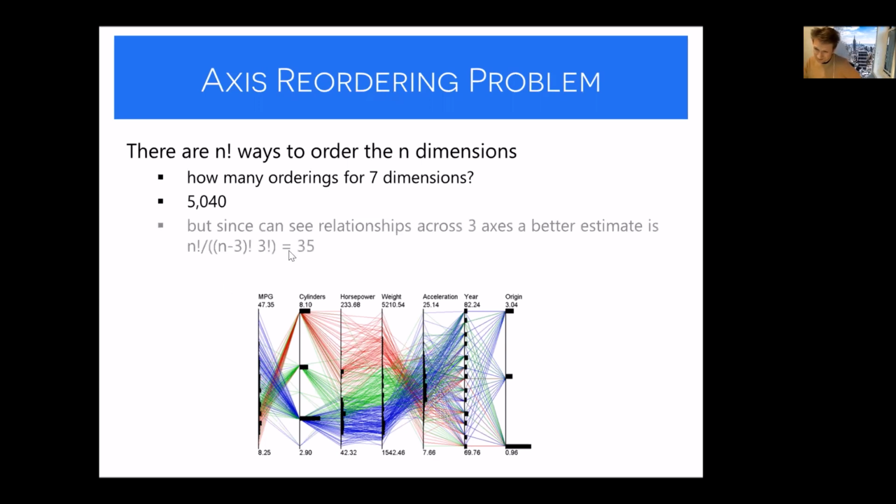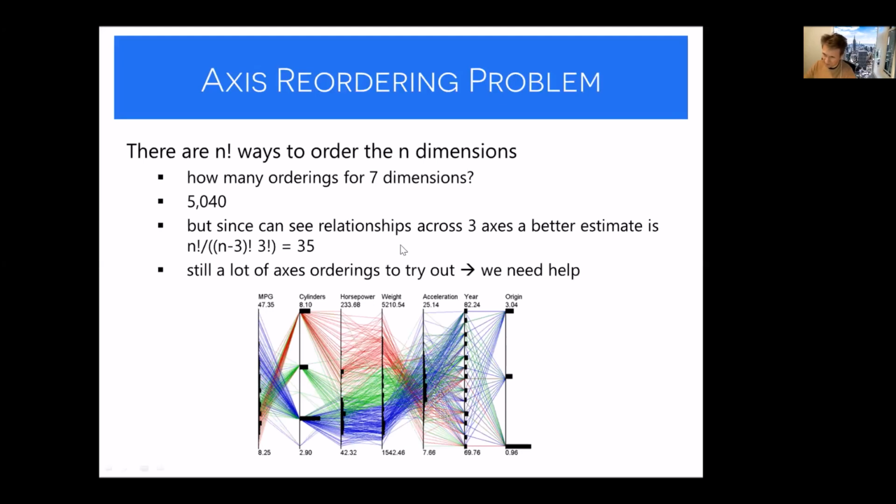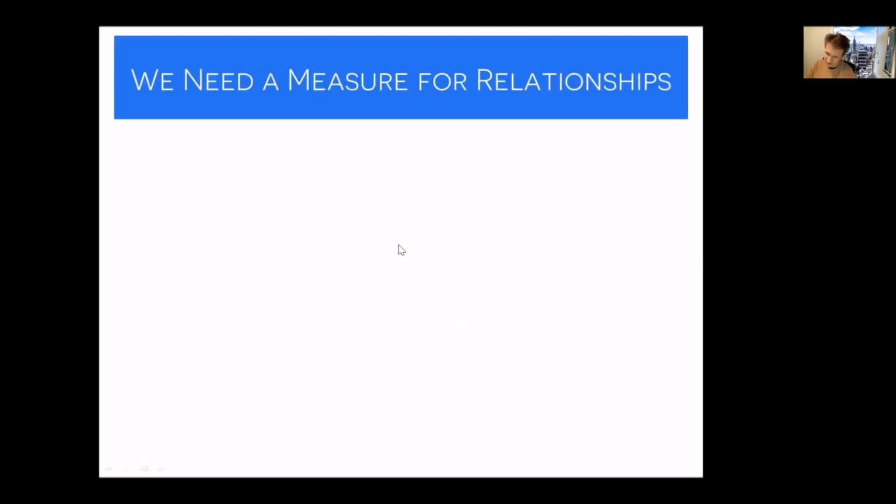But since you can see relationships across 3 axes, because these 3 are next to one another, it's actually n choose 3: n factorial over (n minus 3) factorial times 3 factorial. It actually turns out to be only 35. So it's a little better. Still, 35 is a lot, and I don't think anybody wants to try out 35 different orderings to figure out what's going on. So it's still a lot. So we need help. So I'll show you something that can help you.